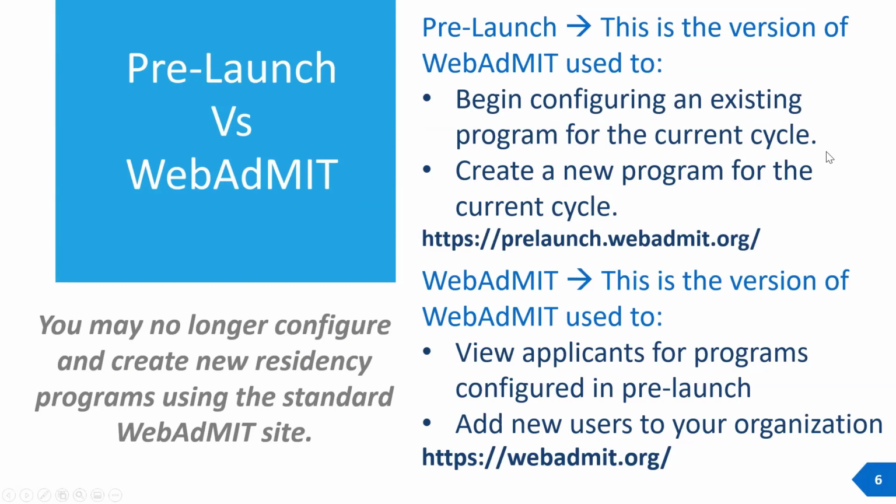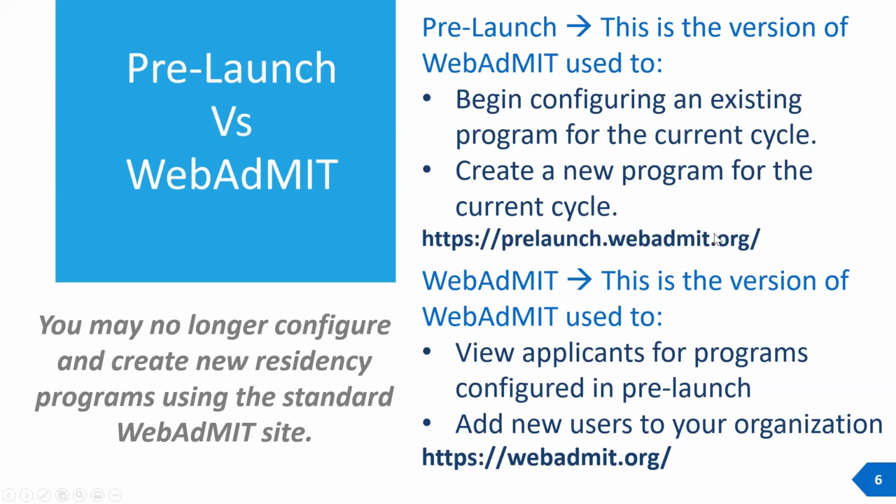Pre-launch is where you begin configuring your programs, setting up your applications, and also creating new applications for when you add additional residency opportunities. For example, you may realize, hey, our prosthetist with 20 years experience, they're retiring. Good for them. We need to start training someone to be the next one. So you're able to set up and build applications in the world of pre-launch. The address for pre-launch is just prelaunch.webadmit.org.